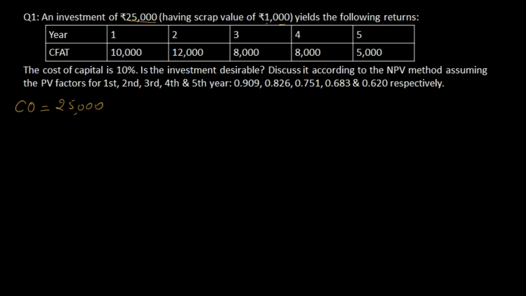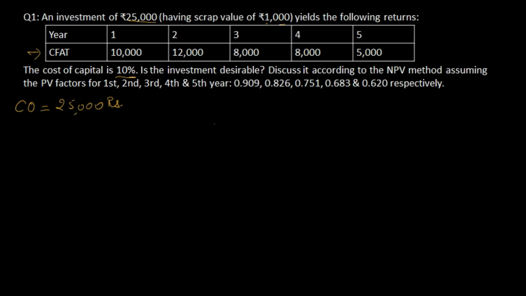Scrap value is 1,000, which means at the end of the life of this asset, we can still sell it for 1,000 rupees. And each year we are going to receive this much CFAT, cash flows after tax, for the first, second, third, fourth and fifth years respectively. Cost of capital is 10%. Cash outflows we already have, 25,000 rupees. Only for these CFAT we need to find out the present value at the 10% rate. For finding present value, we should have some discount rate, so this is the rate.